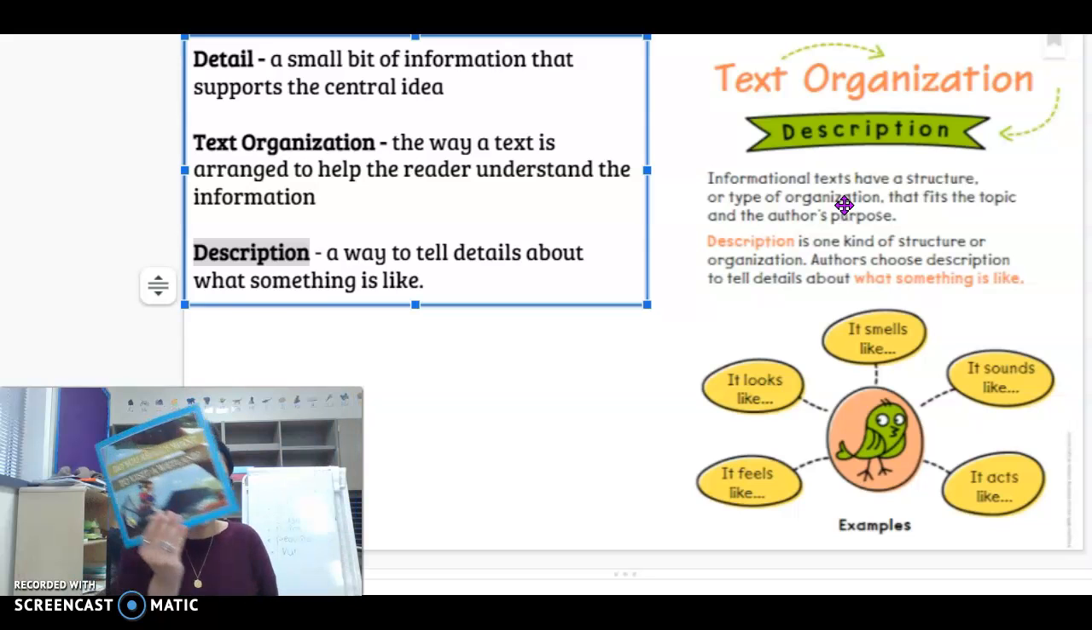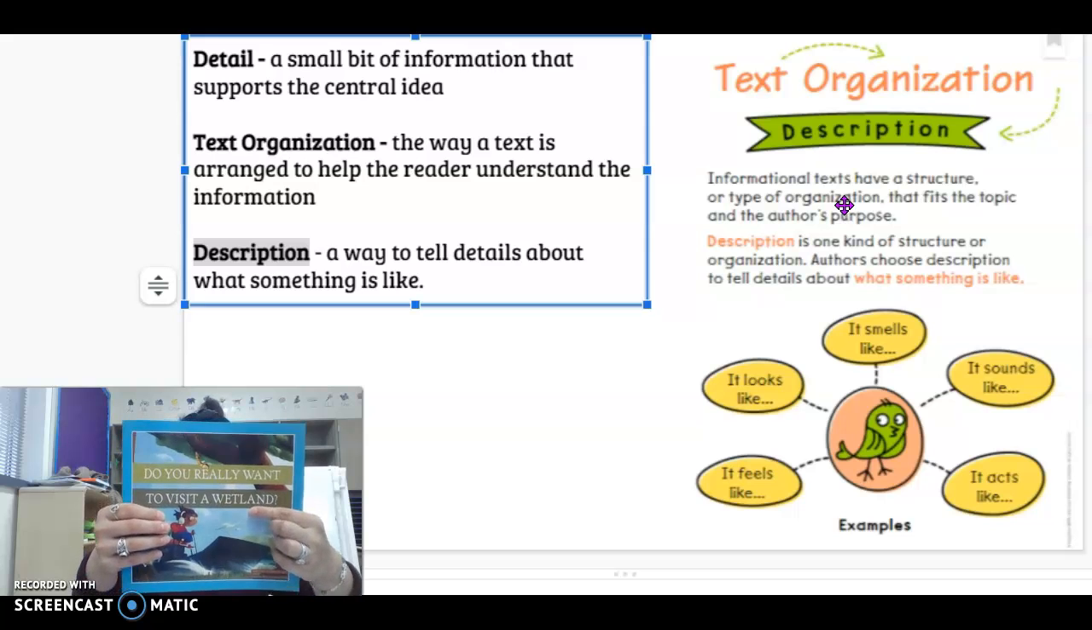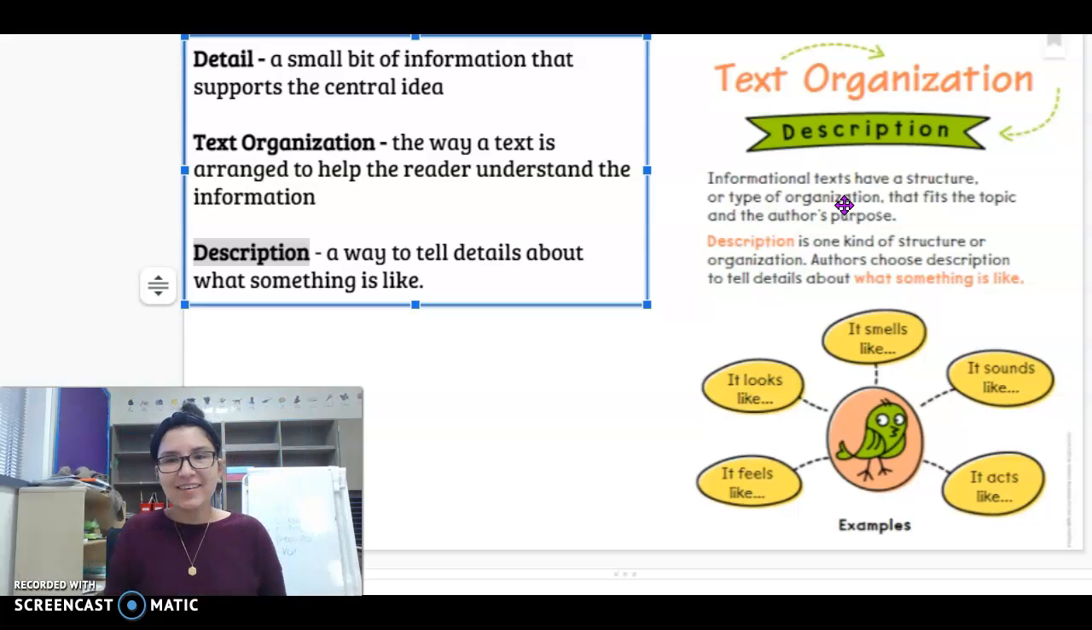Do you really want to visit a wetland? The topic's probably going to be about wetland, right? Okay, so informational text is whenever you're learning real information from a book. So, in these books, the author's purpose is to what? Persuade, inform, or entertain you. To inform you, right? The author wants you to get real information. The author wants to teach you something about a topic.